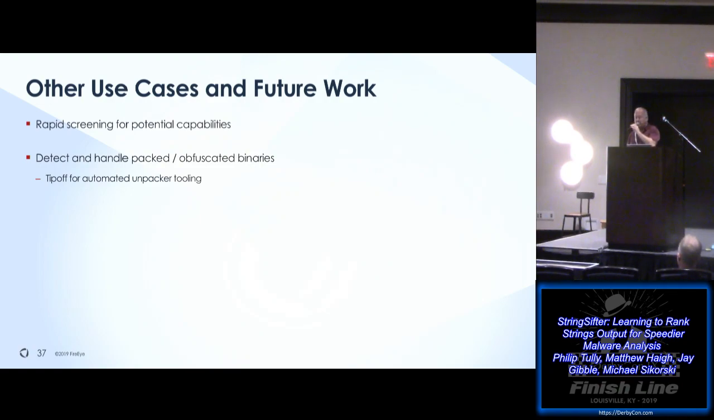We can detect and handle packed or obfuscated binaries. That Dharma example I just gave you is quite an example. If you took the rank strings output and did an analysis on that curve, it's quite obvious. If you get a very low signal to noise ratio on average, we could use that as a tip off for further analysis. If we have a dedicated standalone unpacker, or if we need manual analysis to deobfuscate, that's a signal for that.